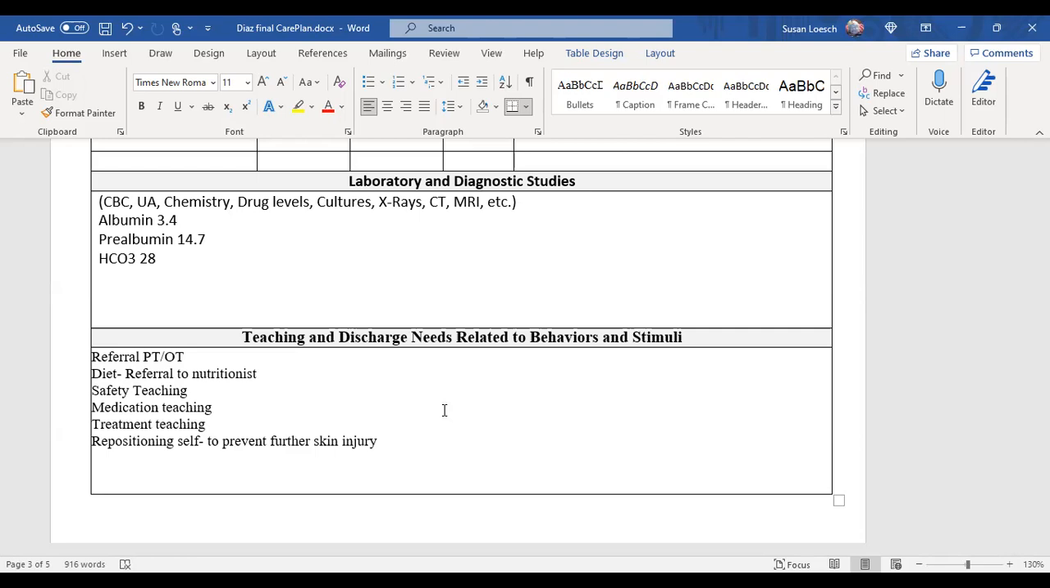Also teach her about that medication she's on because maybe she's not aware of the side effects, and maybe teach her about the osteoporosis itself and some measures that she might need to follow. So those are all good things.